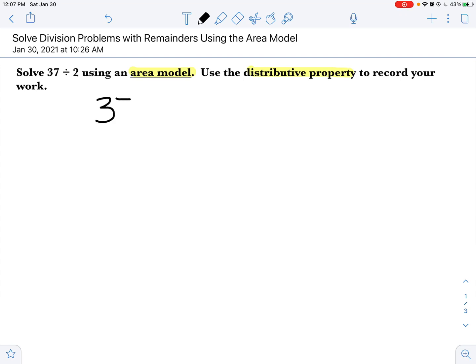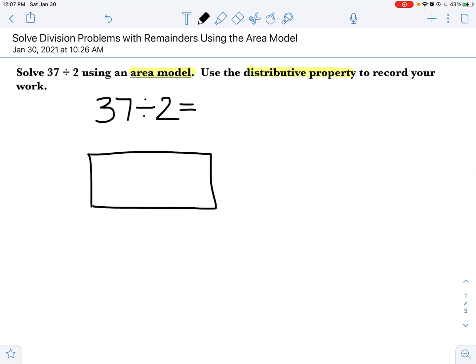So let's take a look. We have 37 divided by 2 using an area model. And remember, when we hear area model, we're going to think rectangles. Now, because these are all ones that are going to have a remainder, I know that it's not going to make a nice, even rectangle. Remember when we did multiplication with an area model and we had some leftovers on there? That's what we're going to have today. So we know that we're not going to have a perfect rectangle.